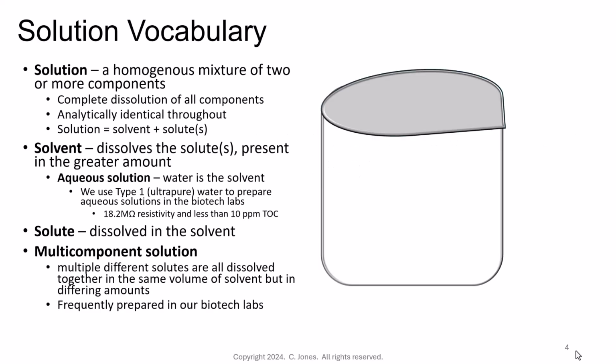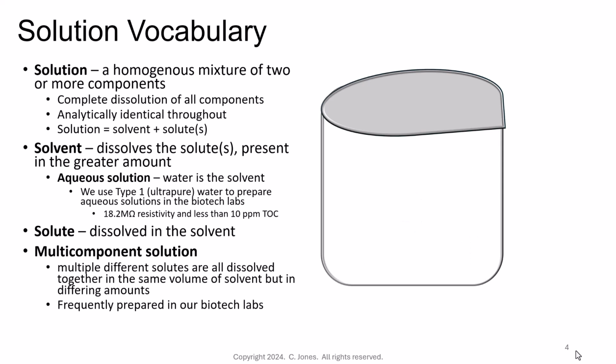Solution vocabulary. A solution is a homogeneous mixture of 2 or more components. In order for this to be homogeneous, all of the components must be completely dissolved. There are no particles floating around. It is not cloudy. It is clear. There is no turbidity. A homogeneous solution is analytically identical throughout. And what that means is it doesn't matter where in the solution you take a sample and test it, the composition and the concentration will be the same no matter where you take a sample from.